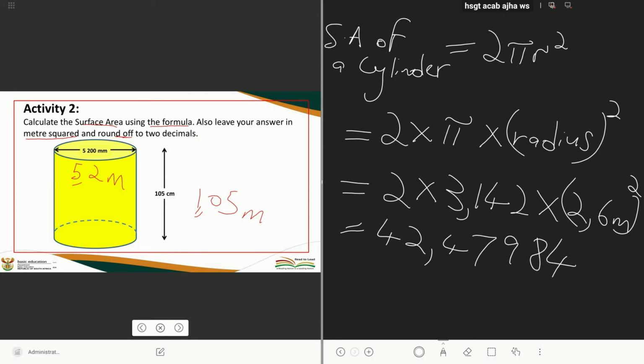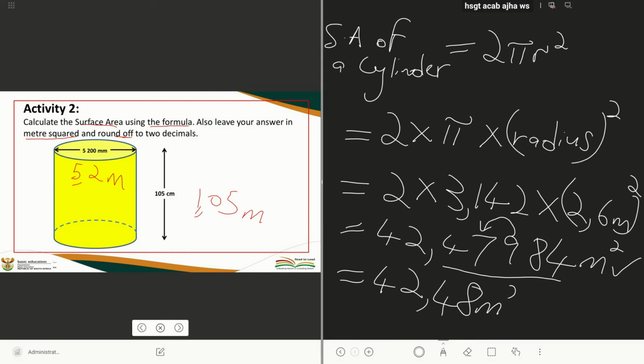42.47984. But remember the question, it said in meters squared. That's where you get it right for the meter squared. But your answer has 5 digits after the comma, and they only needed you to round it off to 2 decimals. So we are rounding it off. It's going to be 42, comma, because it's bigger than 5, this one is going to be 48, meter squared. That is the surface area of this cylinder.